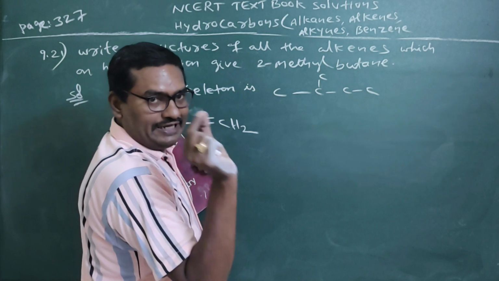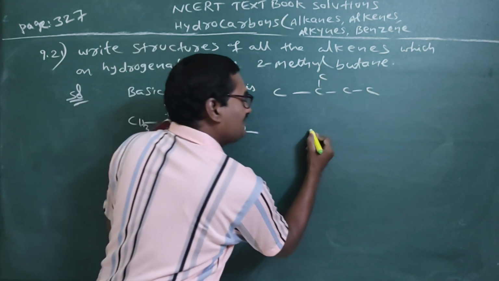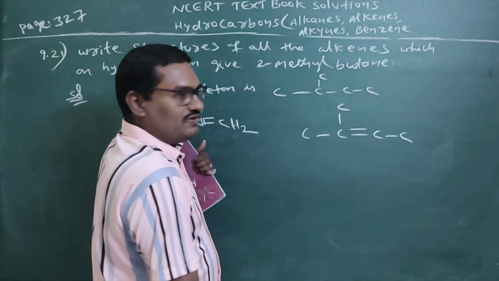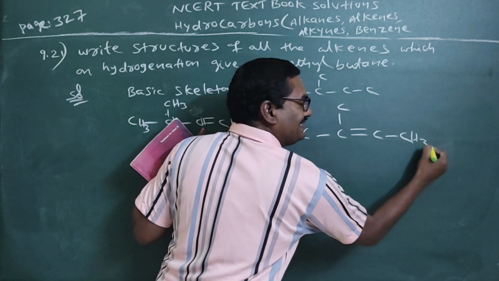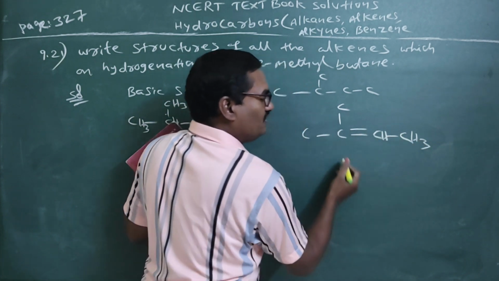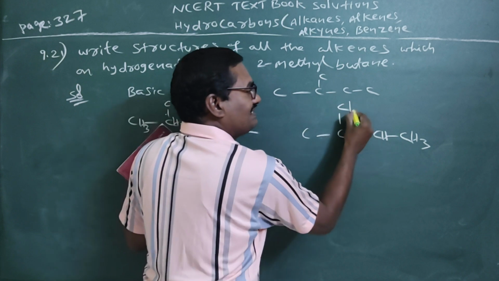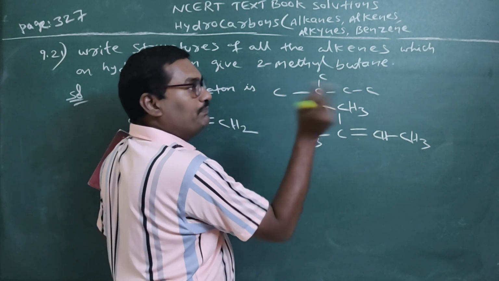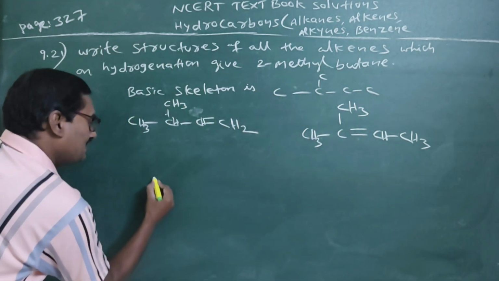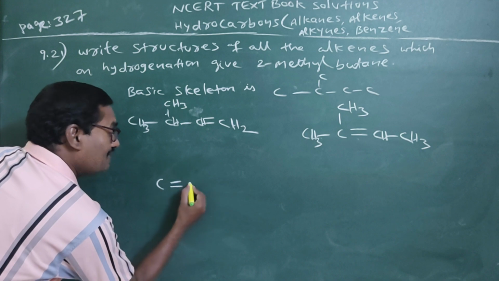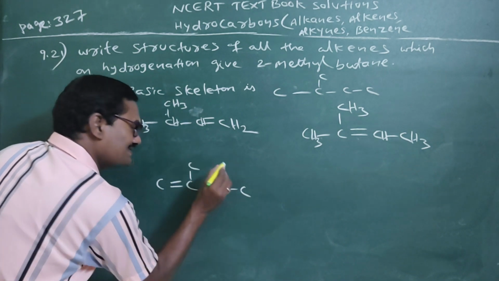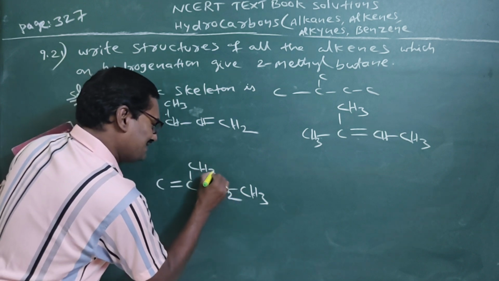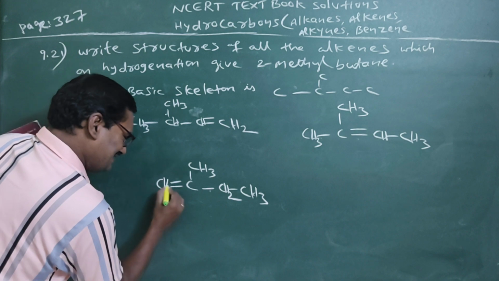Next compound, keep the double bond in this position. Then C, so in this place double bond. Then write hydrogens: CH3, 1, 2, 3 bonds, that means 1 hydrogen, 1, 2, 3, 4 hydrogens, here CH3, here CH3. So for the last compound, keep the double bond in this place. So then C double bond C in this place, then here CH3, CH2, here CH3, 1, 2, 3, 4, then CH2.